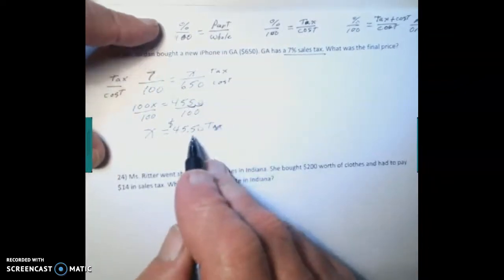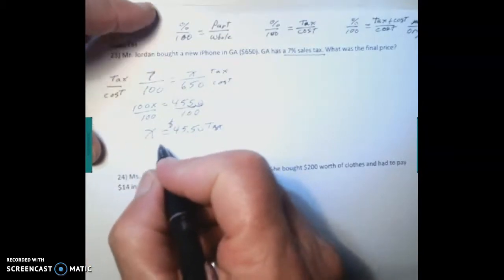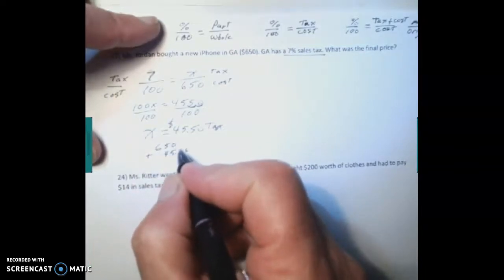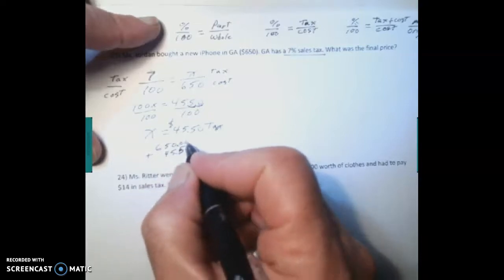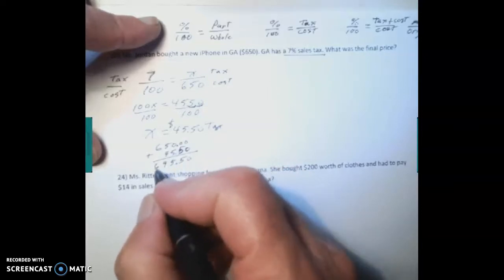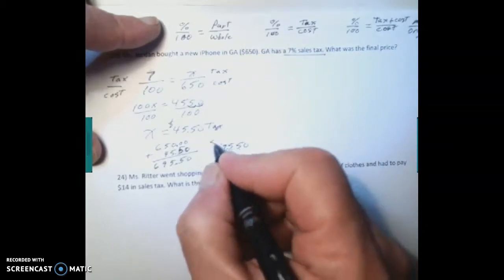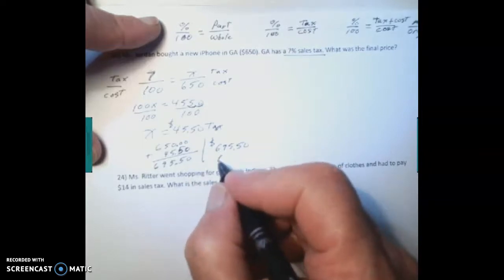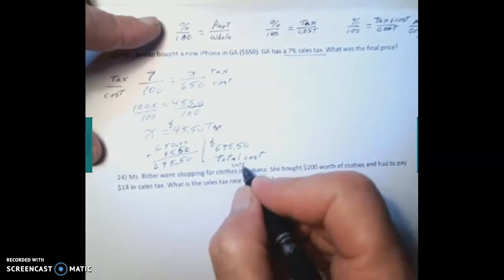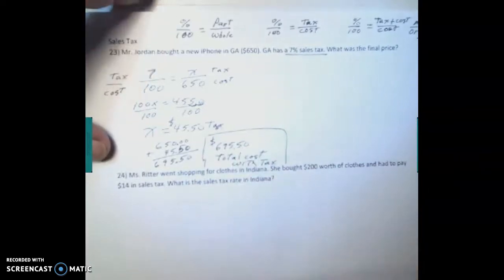They didn't ask us for how much tax. They asked us what's the final price. He has to pay the cost of the phone plus the extra amount, that tax. Add that, you come up with $695.50 is the total cost with tax. Okay, that's one way to do it.